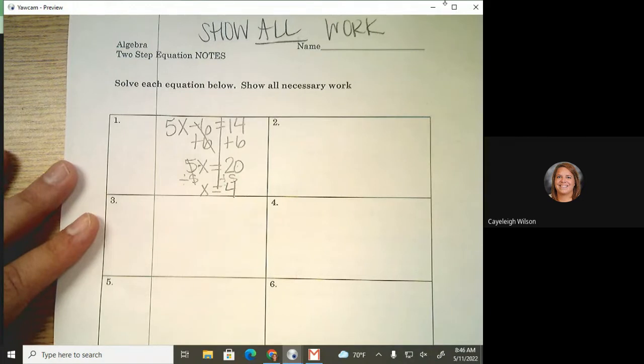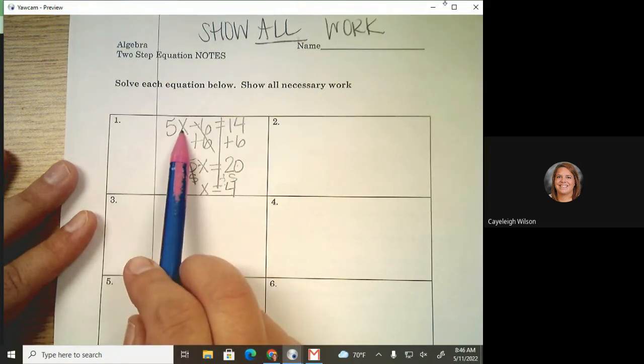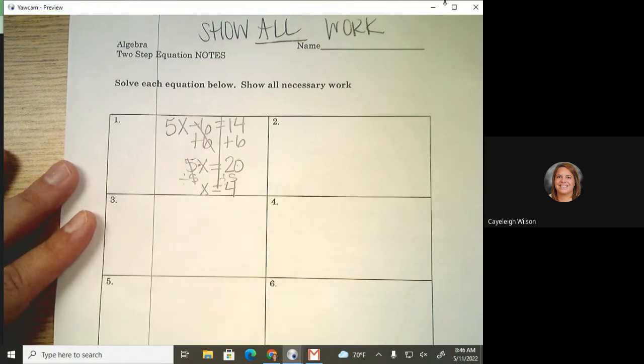And I will not allow you to use a calculator on these. So make sure you're checking them and taking your time to get the numbers correct. All right, I'm going to check mine. 5 times 4, I know that's 20. And 20 minus 6, that's 14.